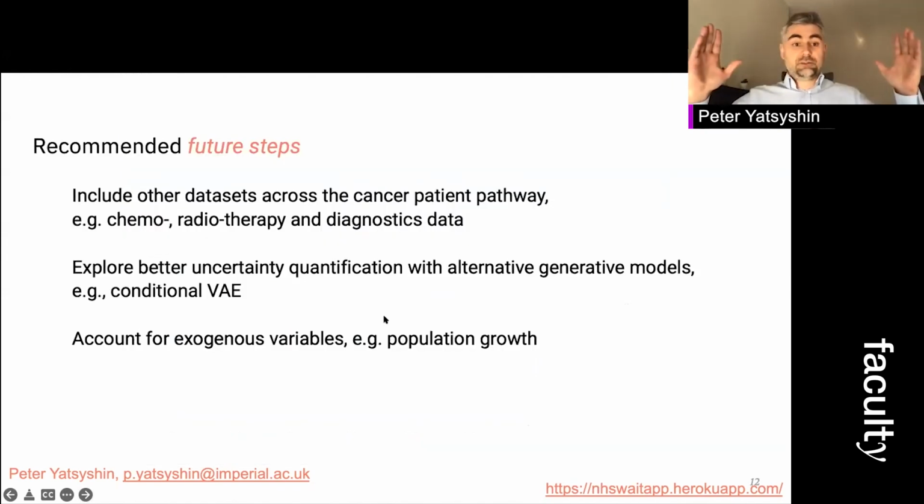So with this, I would like to close. Just a point about future steps. We would like to include some more data sets, such as chemo, radiotherapy, and diagnostic data. We would like to explore better uncertainty quantification within an alternative generative model with more expressive posterior distributions, such as a conditional variational autoencoder. And finally, we would like to account for exogenous variables, for example, population growth.